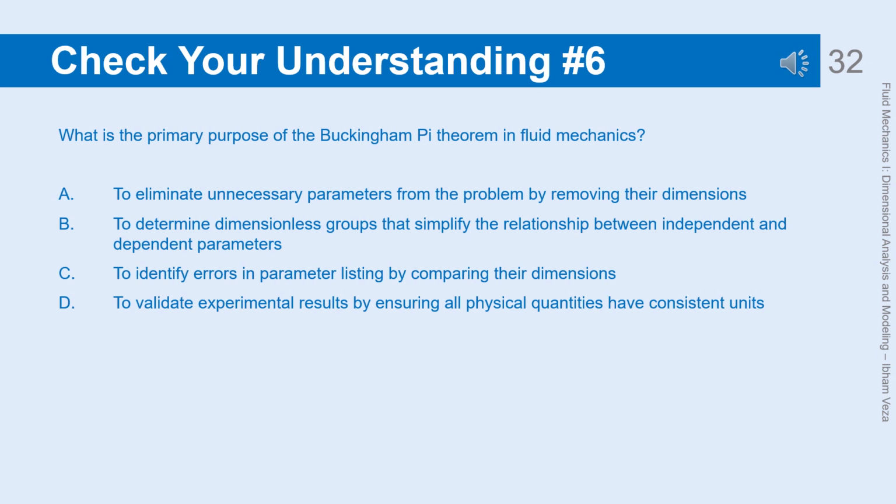Explanation. A is incorrect because the Buckingham pi theorem does not eliminate parameters but organizes them into dimensionless groups. C is incorrect because it is not primarily used to identify errors in parameter listing, but to simplify relationships. D is incorrect because while dimensional consistency is important, the theorem's focus is on forming dimensionless groups, not unit validation.